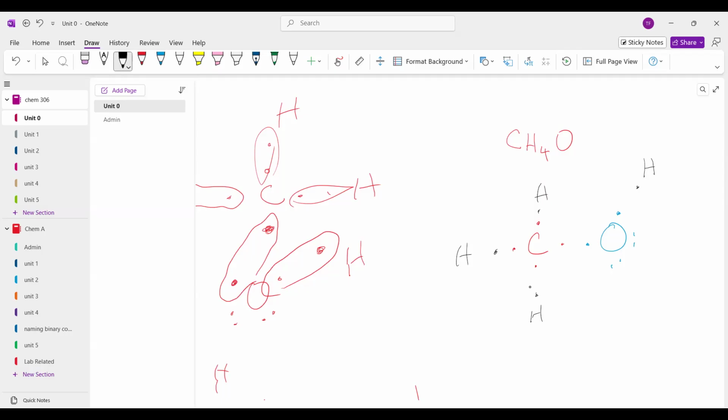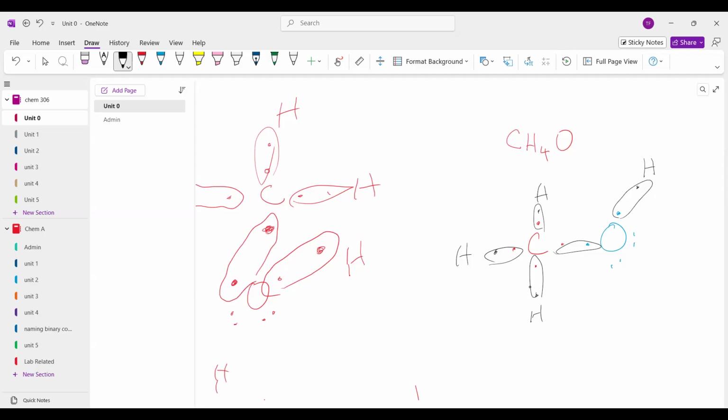So now we go ahead and look at whether this is a legal structure or not. By the way, this is methanol, which is called wood alcohol, and you will know this for test 1 because test 1 covers alcohols. Okay, is this a legal structure?